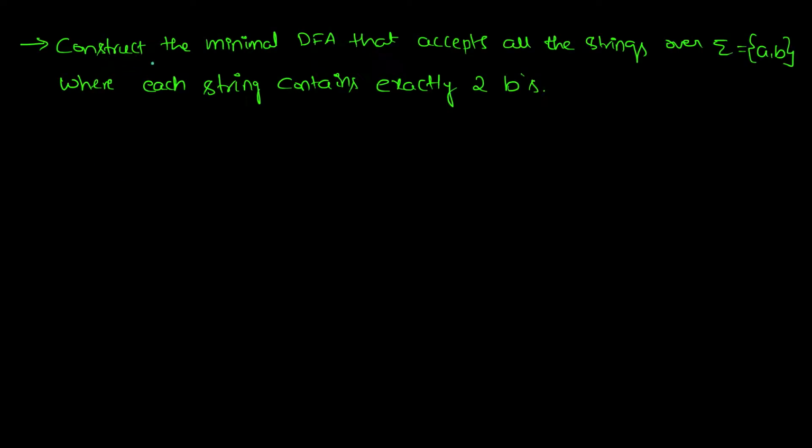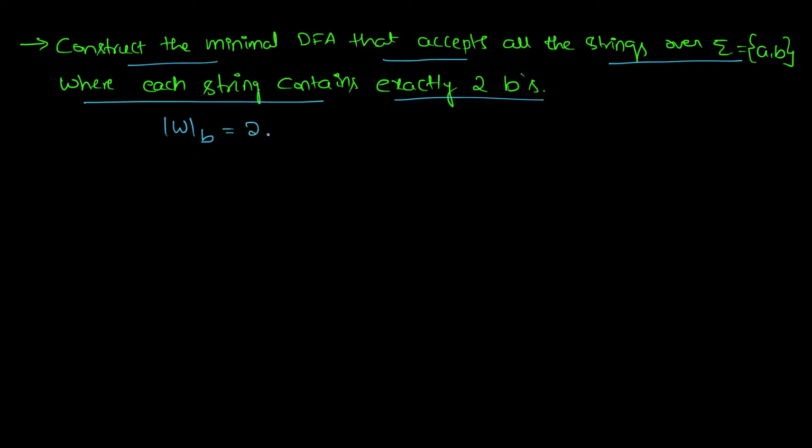Let's see this question. Construct the minimal DFA that accepts all strings over the alphabet A, B, where each string contains exactly 2 B's. So the number of B's in each string is exactly equal to 2.